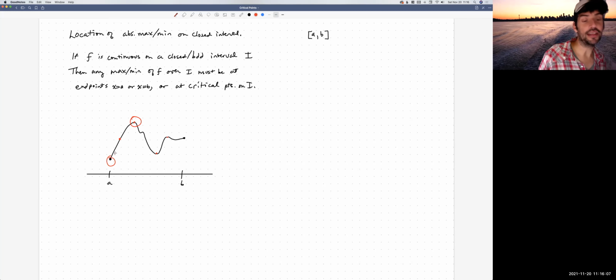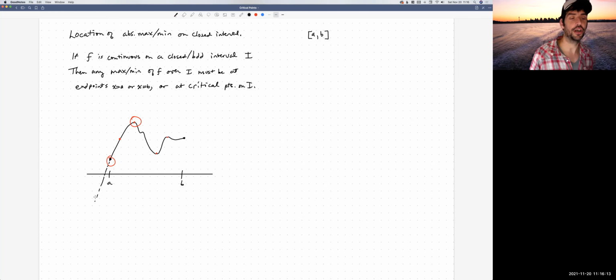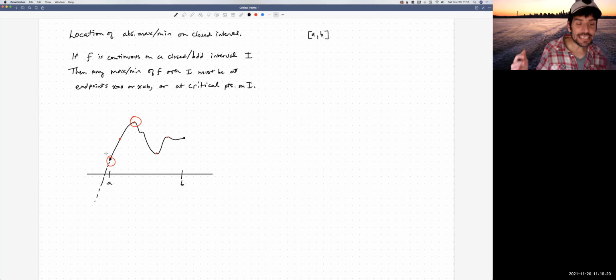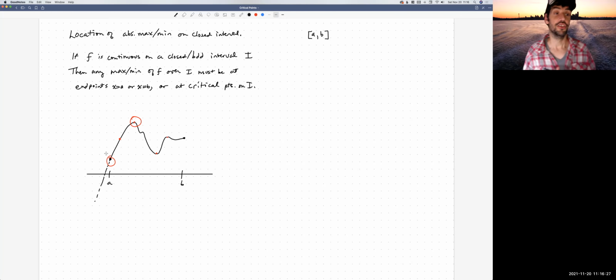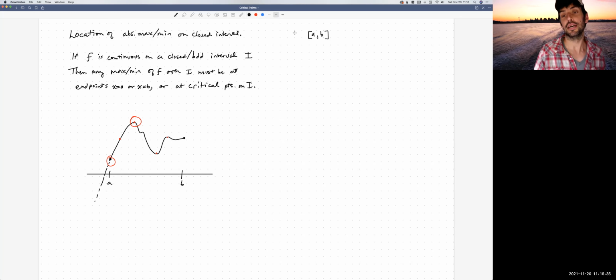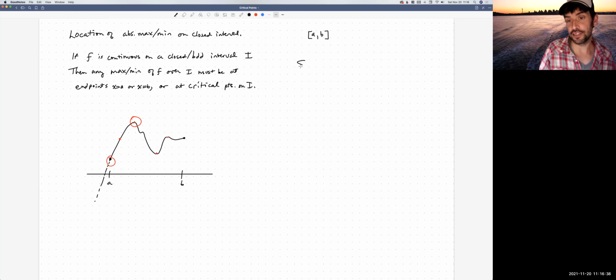However, these endpoints might not be critical points, right? If this function continued on, but we're just closing off part of the interval, it's not a zero of the derivative. The derivative might exist there, but because it's at the endpoint, we're sort of insisting that it be a minimum, because all the points that would continue on below, we've cut off that part of the function. So when we're looking at a closed interval, all we have to do is look at the endpoints and the critical points.